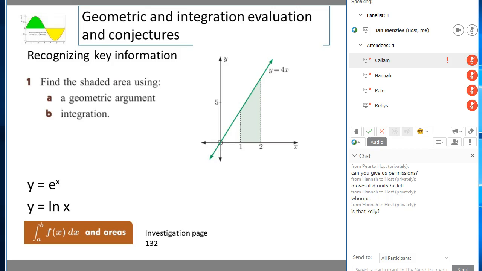Okay, let's have a look at question 1. How would you go about finding the shaded area using geometry?